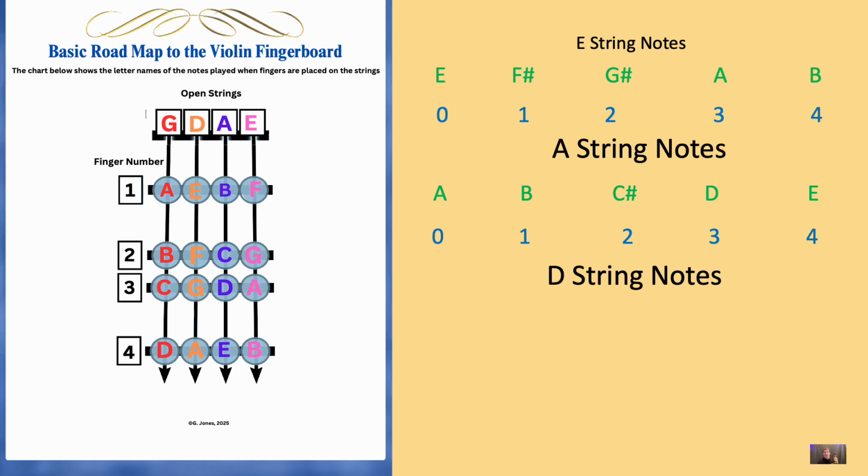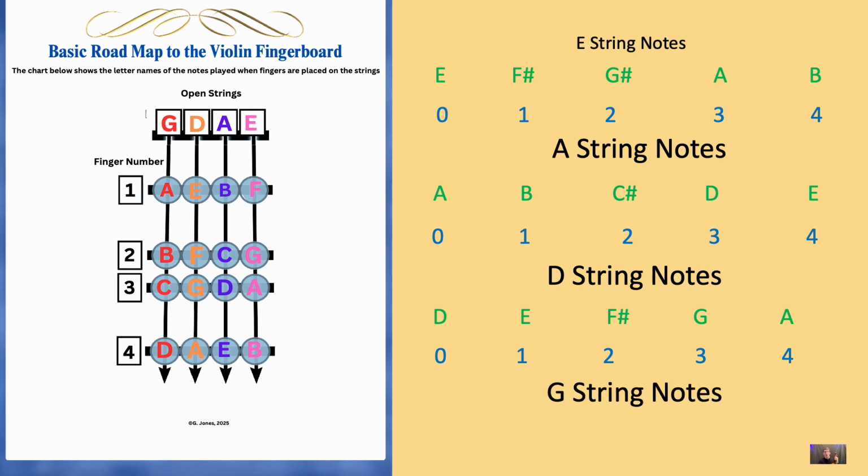Moving on to the next string, that's your D string. You have D, E, F sharp, G, and A. So in order to play all these notes on the violin, it goes open D, first finger on the D, that's your note E. Second finger on the D, that is your note F sharp. Third finger on the D is your note G. Finally, the fourth finger on the D string is your note A.